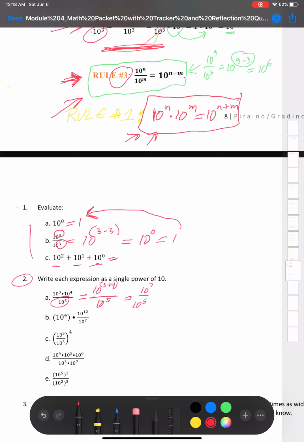Up here we used rule number 1, and now we have 10 to the 7th divided by 10 to the 5th power. Now we're going to apply rule number 3. So we have 10 to the 7 minus 5, which is equal to 10 to the 2nd power. If we want to take it all the way to the end, the exponent 2 tells us that we multiply 10 with itself twice, and that's 100. So there you have it.